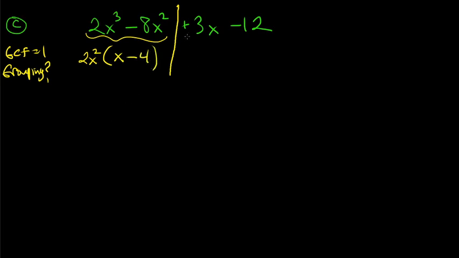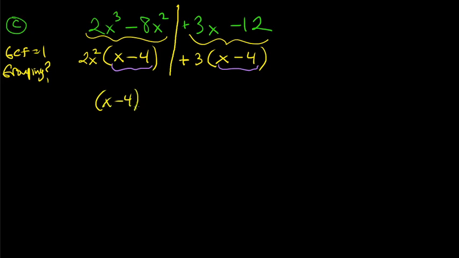Okay. Now, factor the GCF out of just the last 2 terms. In this case, you're factoring out a 3. And when you divide, 3x divided by 3 is x. Negative 12 divided by 3 is negative 4. So here we can see that the x minus 4 is now a common factor itself. Right? So we can factor out the x minus 4.